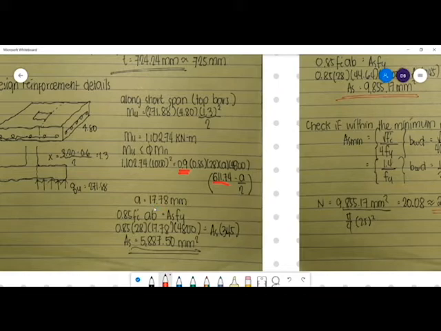You can try checking, you can do the same thing I did earlier on my previous problem, and the same result will come out. We'll know that this value will be very safe. So now we use the value of A: 0.85 f'c A b is equal to As fy, and we have As equal to 5,887.5 millimeters squared.